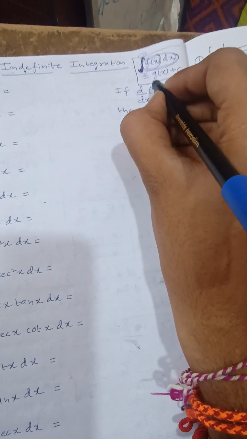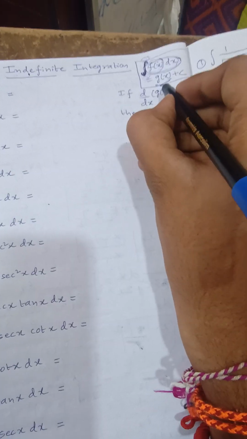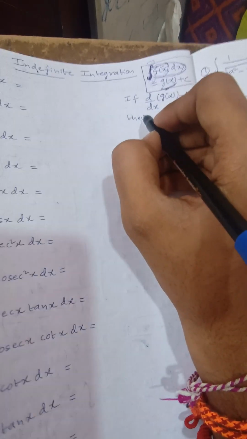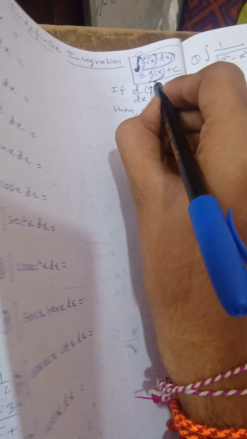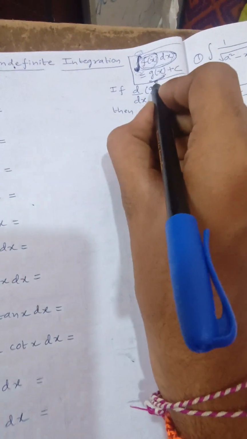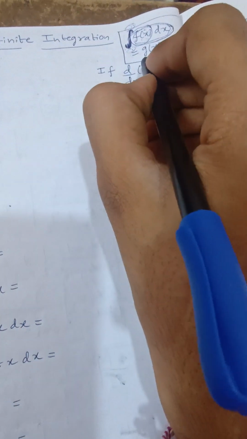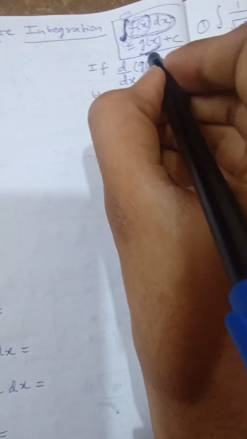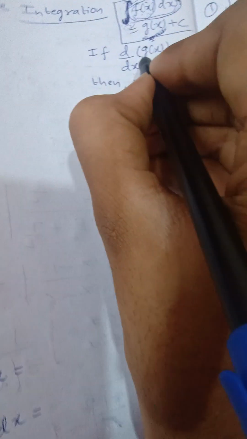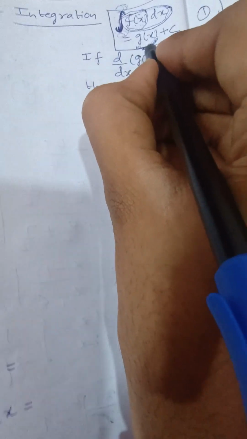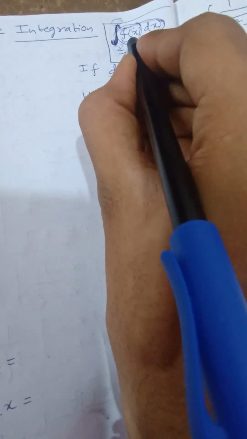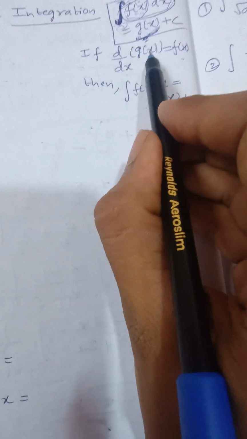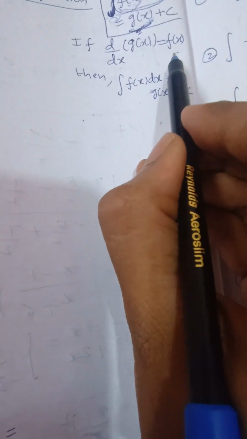So here, the function g of x is called the antiderivative or primitive or integral of the function f of x. Why is g of x called antiderivative or primitive? Because if we take the derivative of this function g of x, we get f of x.